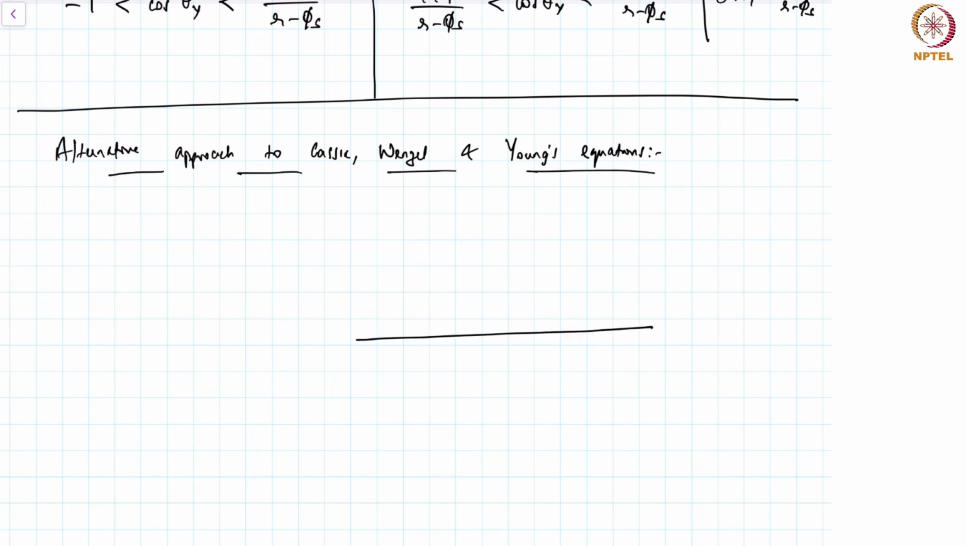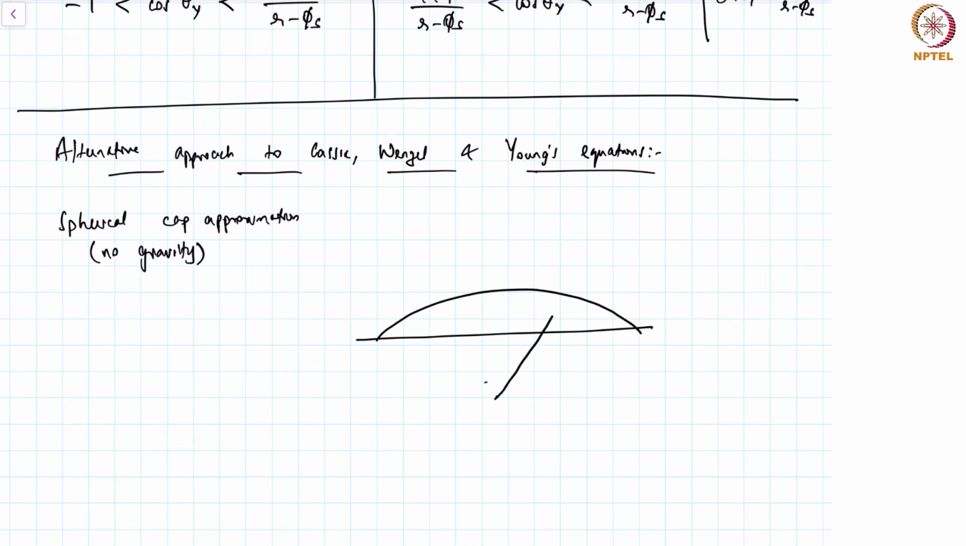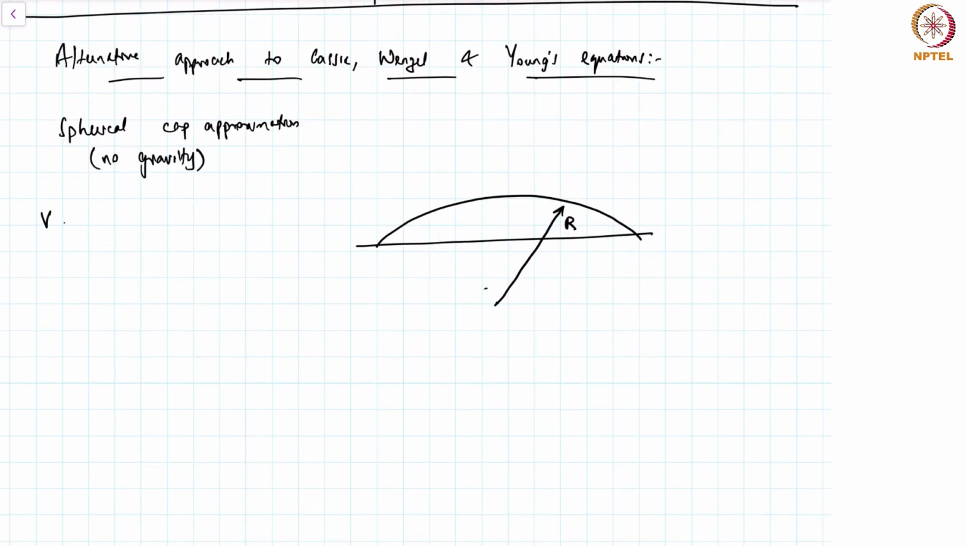Let's consider a droplet. It's a spherical cap, so we are in the spherical cap approximation. No gravity. At the very least, the droplet is so small that gravity is not important. And if we say that there is a droplet which has a radius of r, then we can write down the volume as pi by 3 r cubed into (1 minus cos theta) whole squared into (2 plus cos theta).